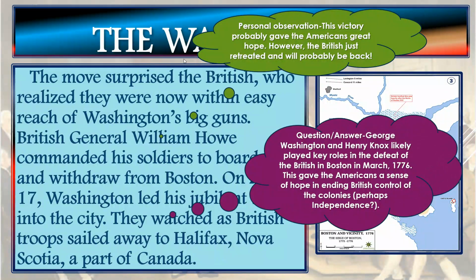Okay, Washington and Henry Knox. Here's your question and answer. George Washington and Henry Knox played key roles in the defeat of the British in Boston in March 1776. This gave the Americans a sense of hope in ending British control of the colonies, perhaps even getting independence.